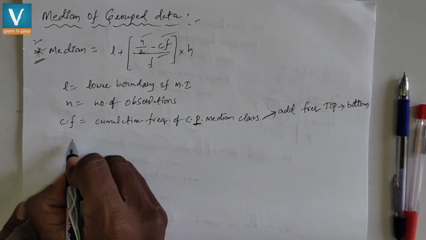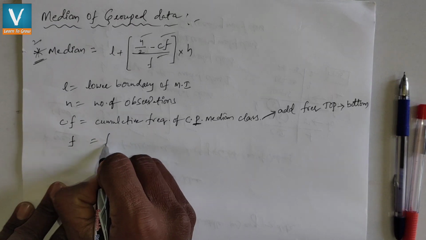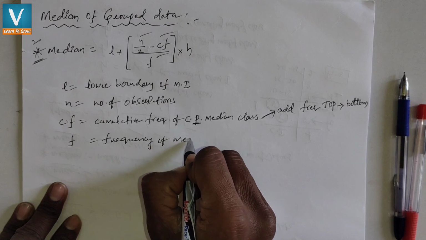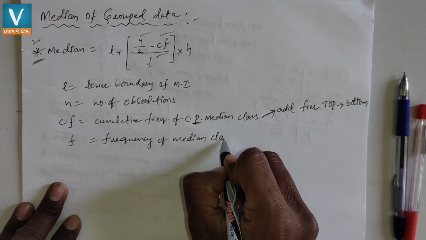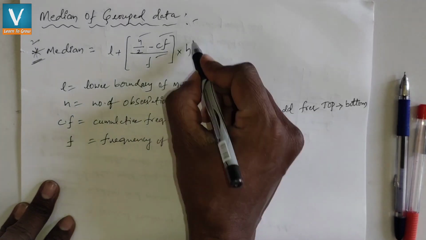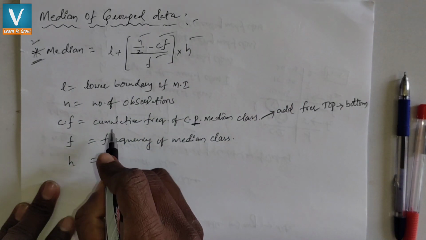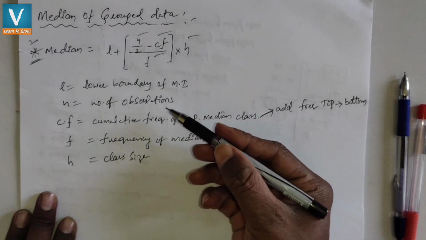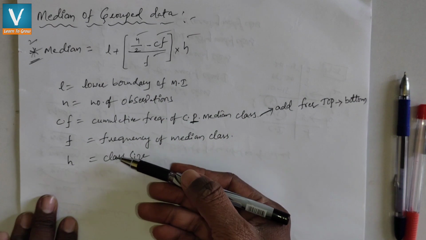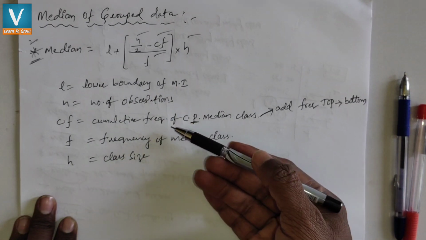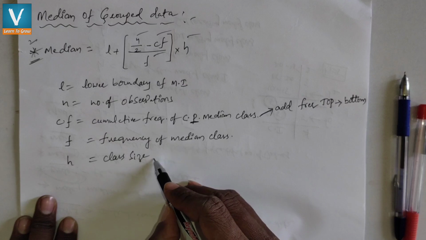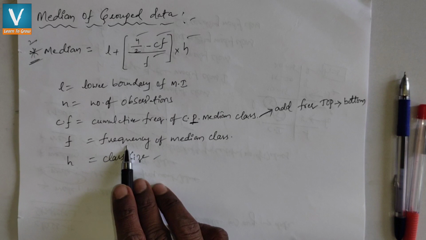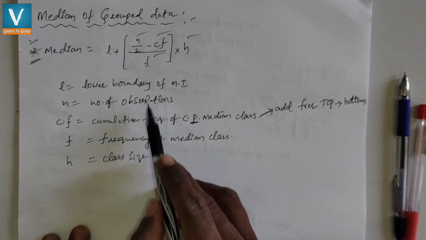Then what is here? F. F indicates the frequency of the median class. And the last one, H. H indicates the class size, or the size of the median class. How will you get H? By subtracting the lower boundary from the upper boundary. Lower boundary, number of observations, cumulative frequency, frequency and the class size: these are the terms of the median.